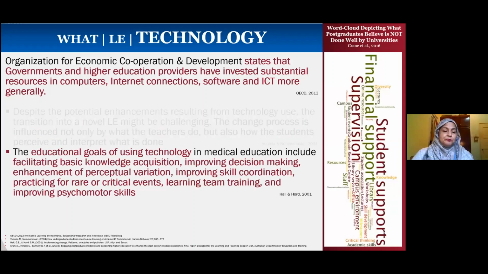experiencing those changes. The educational goals of using technology in medical education include facilitating basic knowledge acquisition, improving decision making, enhancement of perceptual variations, improving skill coordination, practicing for rare or critical events, learning team training, and improving psychomotor skills. So a lot of technology is involved in achieving these characteristics for the students, which we'll be discussing in a little more detail later on.